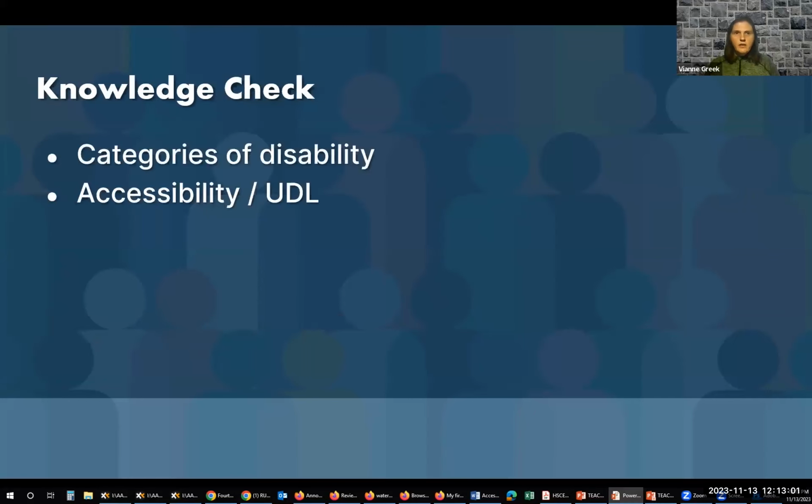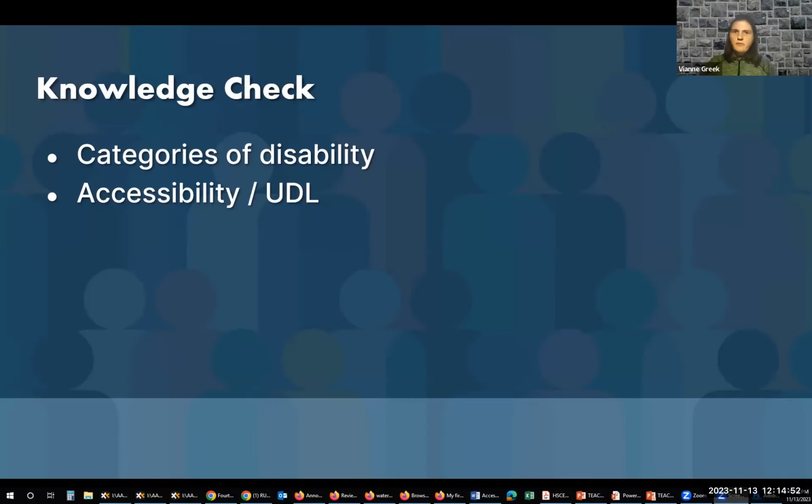So before we continue, let's do a bit of a knowledge check. Heather has created a poll for us. We have 2 questions in that poll. The first question asks you to pair the categories of disabilities with the challenge that they face. It's a matching question, so you get a prompt with a drop-down to select your options. And the second question asks you to pair the definitions and benefits of the accommodations and universal design. And again, that is also a matching style question, so use the drop-down to make those selections.